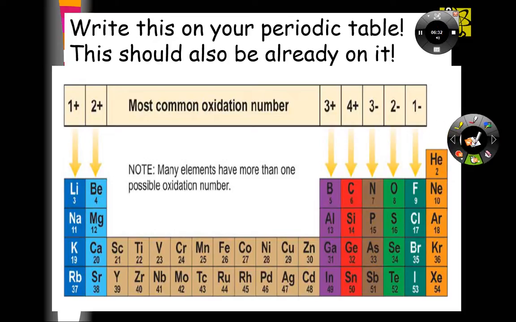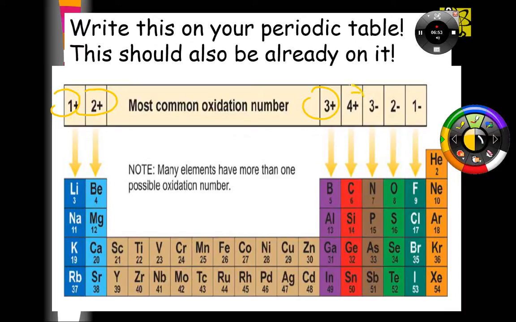Okay, we also wrote these numbers on our periodic table. These are called the oxidation numbers. These are the numbers if your element becomes an ion. This is the charge of the ion it likes to become. Everybody here likes to become a +1, a +2, +3, plus or minus 4, and negative, negative, negative.